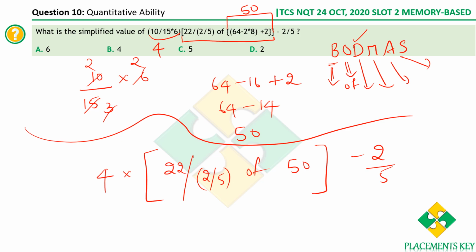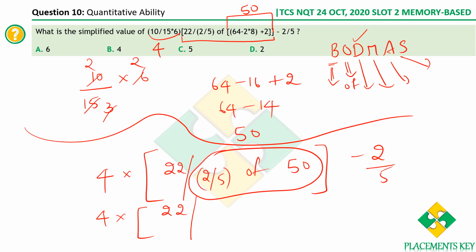Therefore, how do you write this? We'll write it as 4 into 22 divided by 2 by 5 of 50. We'll compute this. What is 2/5 of 50? 5 ones are 5, 5 tens are 50, so 2/5 of 50 is 20. So we get it as 22 by 20 minus 2 by 5.